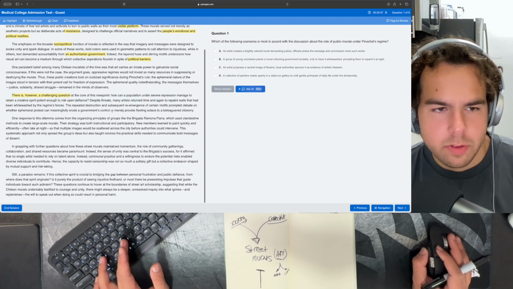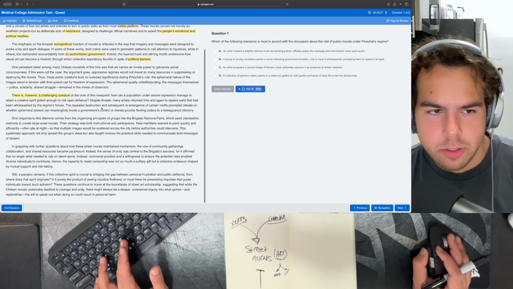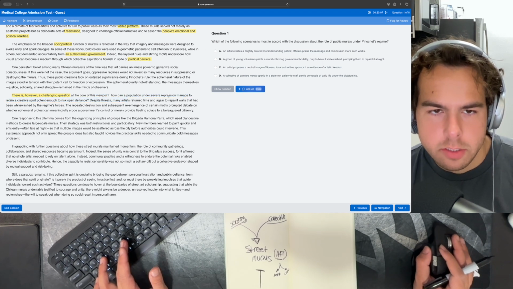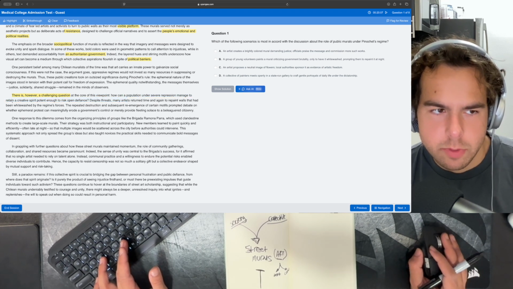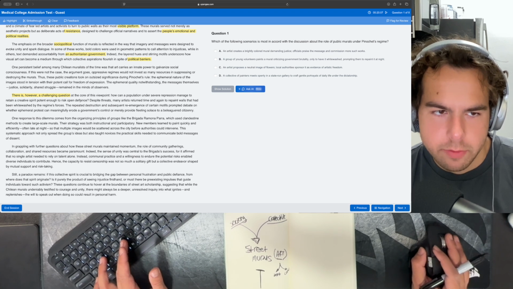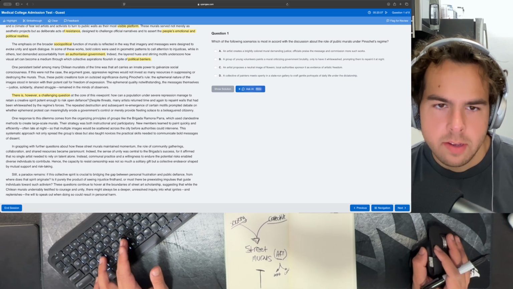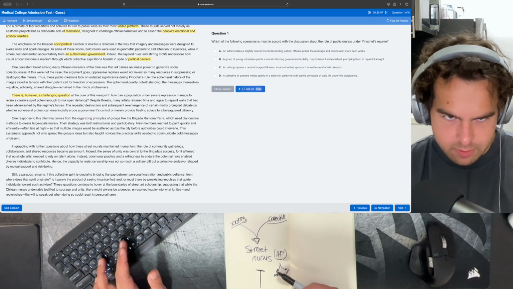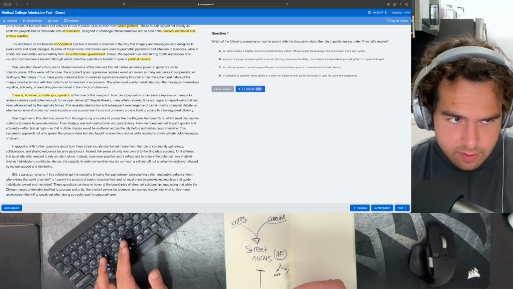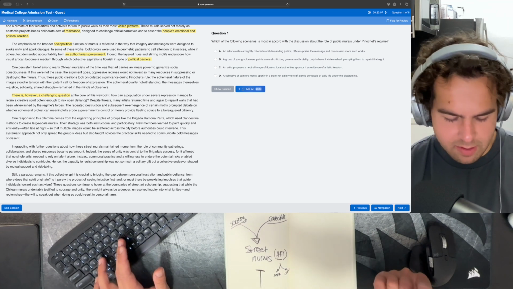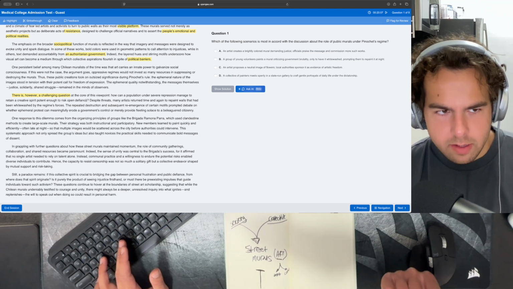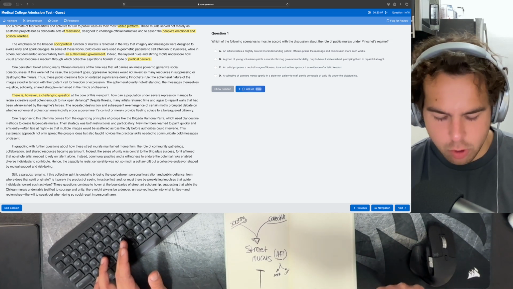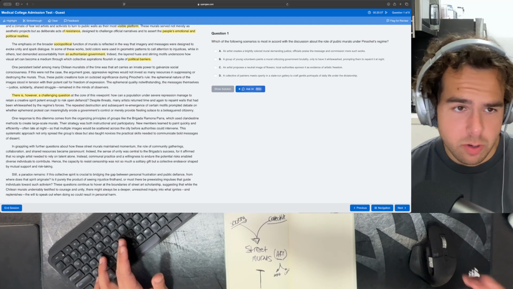This paragraph, I want to see who's the challenger. So at the core of this viewpoint, how can a population under severe repression manage to retain a creative spirit potent enough to risk open defiance? So they're saying these street muralists are being repressed, and yet how are they able to maintain the creativity and the spirit to risk this open defiance that could get them in trouble?